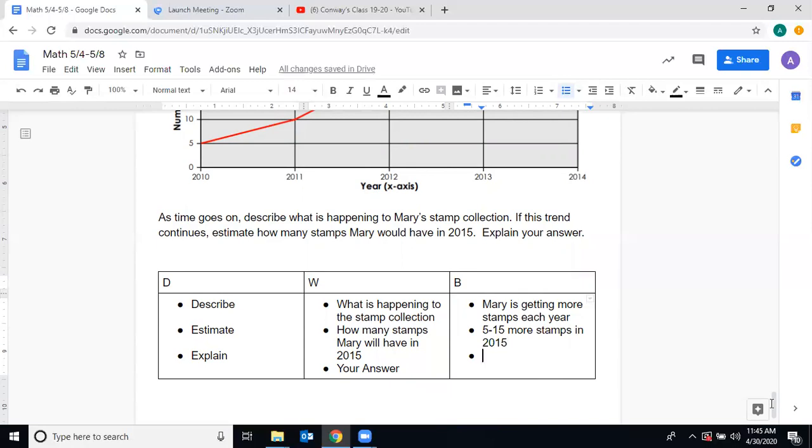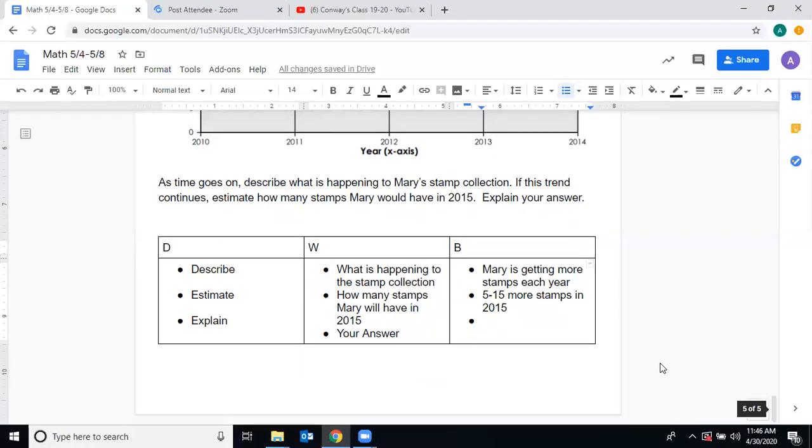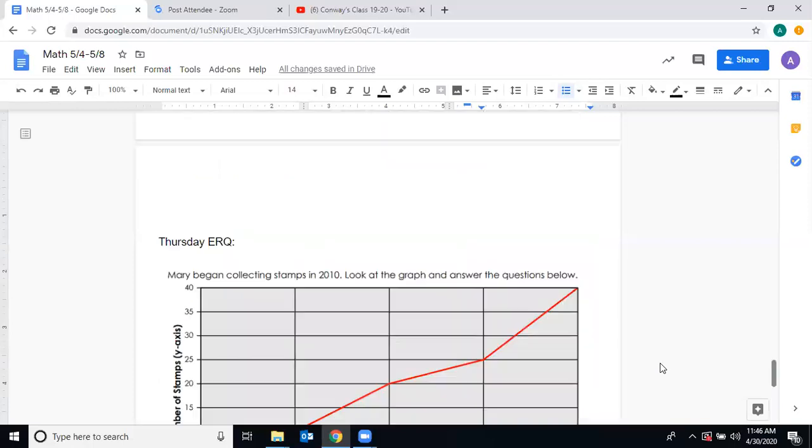So make sure you explain your answer why, but I do know that looking at this chart, as long as Mary keeps up with her stamp collection, she's going to keep rising. She's going to keep getting more stamps. Sorry. So we're not going to say that her stamp collection is going to go lower. We know that it's going to go higher if she keeps doing what she's doing right now.